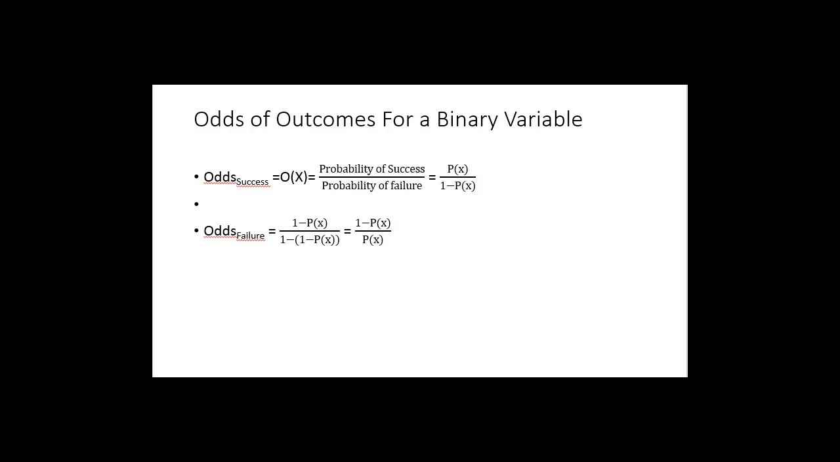Since the total probability of success and failure together will be 100% or 1, if we call probability of success P of x, x will be the success, that will be over 1 minus P of x. And of course, odds of failure will be the inverse of this ratio, 1 minus P of x over P of x. So for example, if probability of winning is 25% or 1 to 4, odds of winning will be 1 to 3, 1 win against 3 loss.